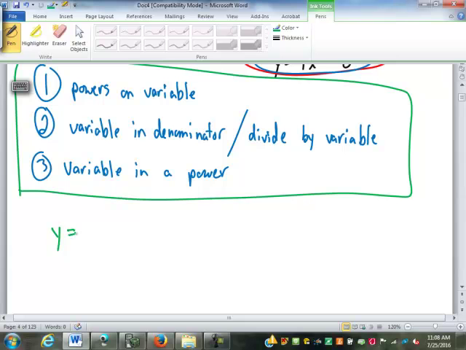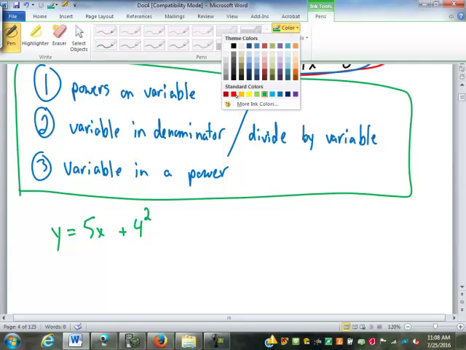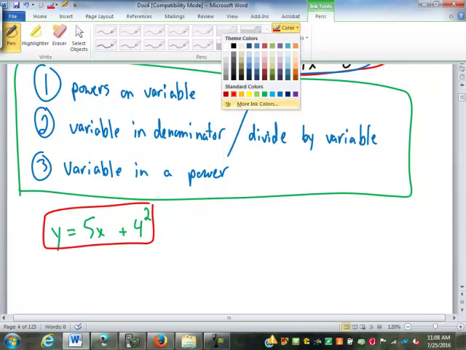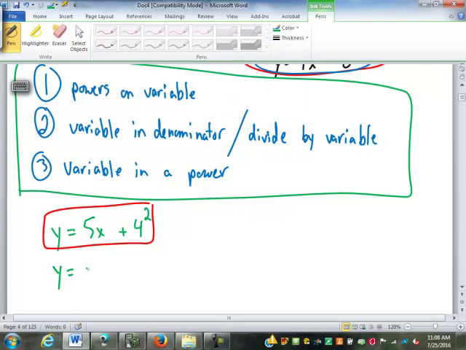So if I give you this equation, will that one form a straight line on the graph? Why not? Well, where's the power? Yeah, the power's not on the variable, is it? It's on a 4. That's just y equals 5x plus 16. The power only affects it if it's on the variable. How about there? That is a line. Very good.